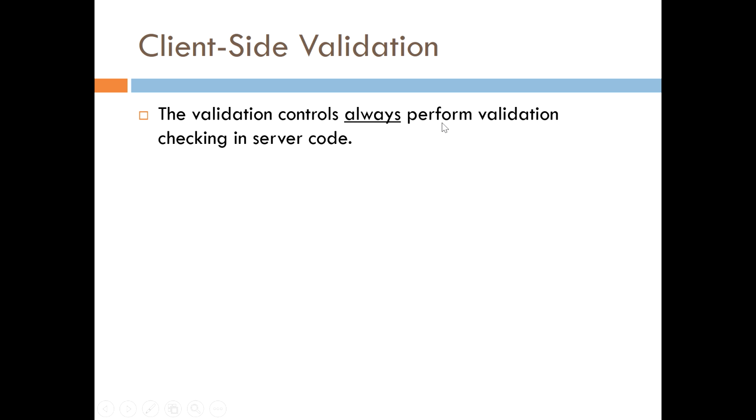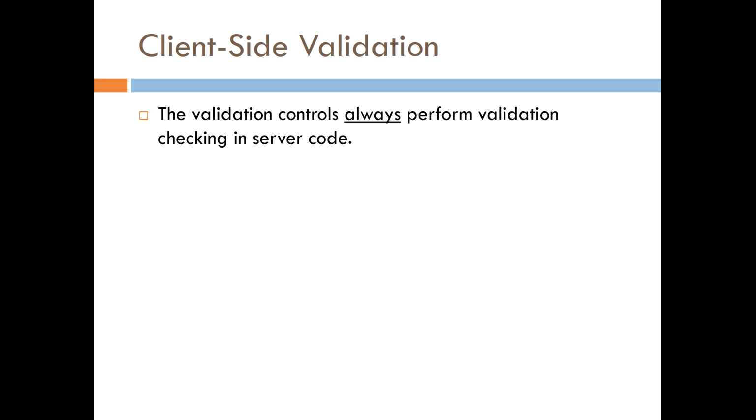Just a note there that validation controls always perform validation again on the server. So in our server-side code, we can ask the page, it has an isValid property. It'll be true or false. So we can put that in our code and only execute certain code if the page is valid.